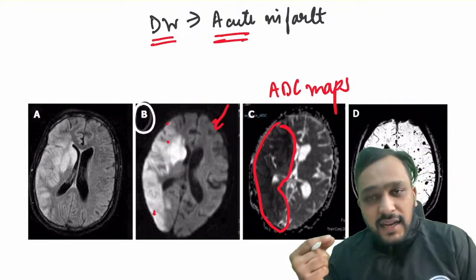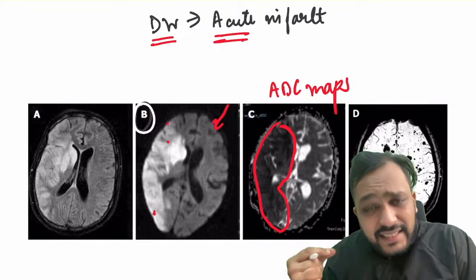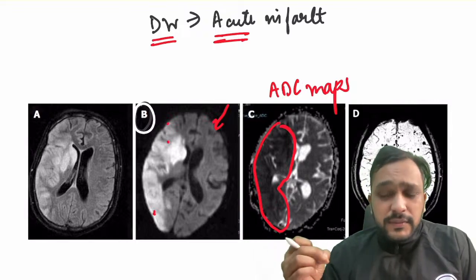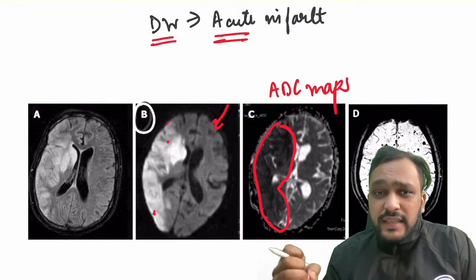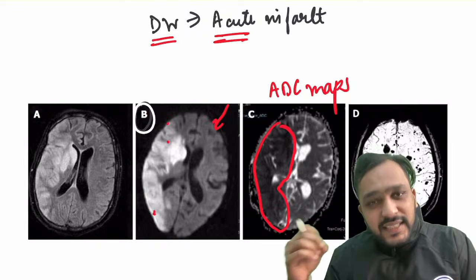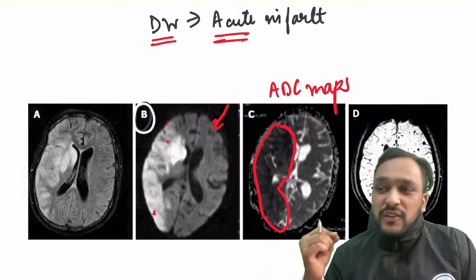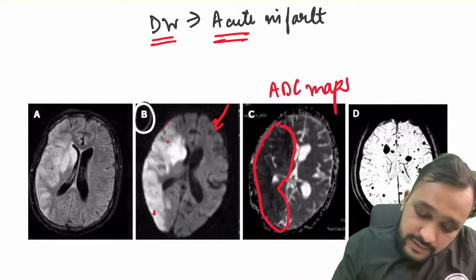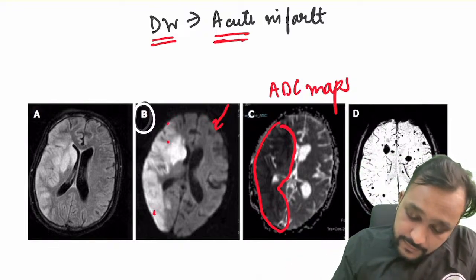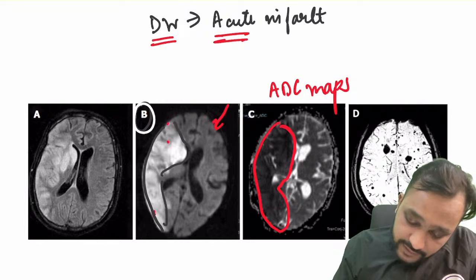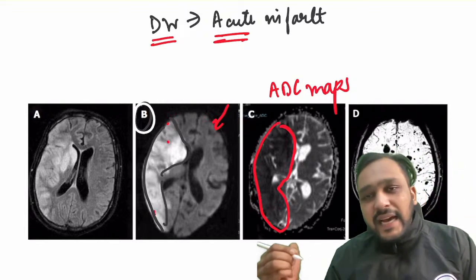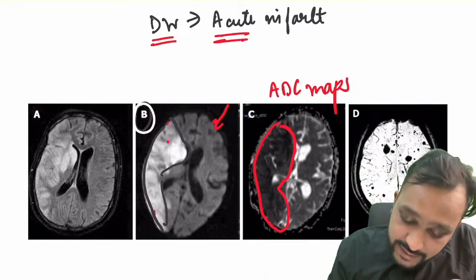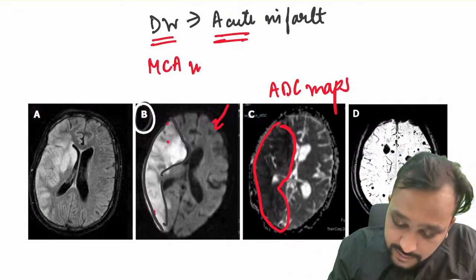So guys, this is a rule for any lesion or area showing diffusion restriction. For an area to be called restricted diffusion, it has to appear bright on the DW images and dark on the corresponding ADC maps. This is a rule that needs to be followed. Here in this image we can see an area which is appearing bright on DWI and dark on the ADC maps, and it is following the MCA territory. So this is most likely a case of MCA infarct.